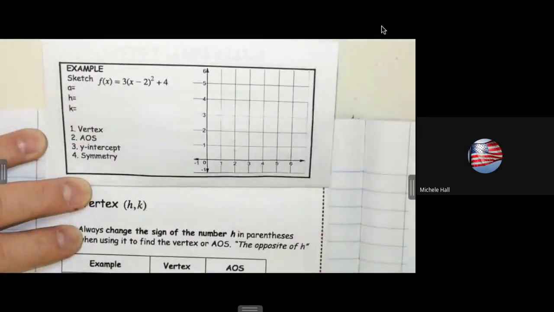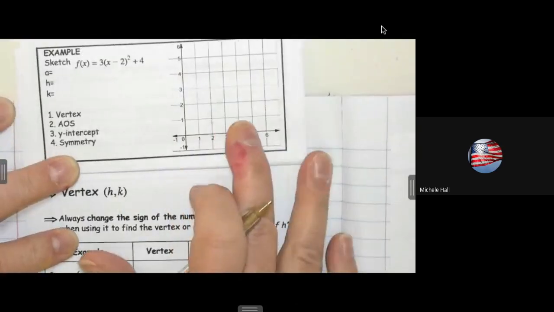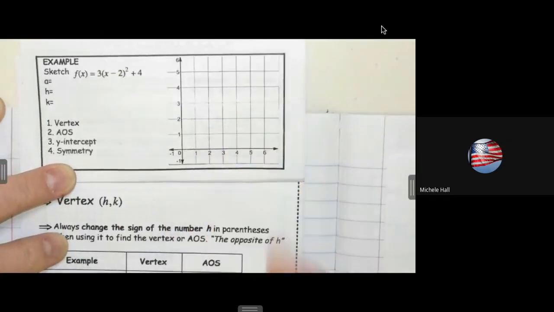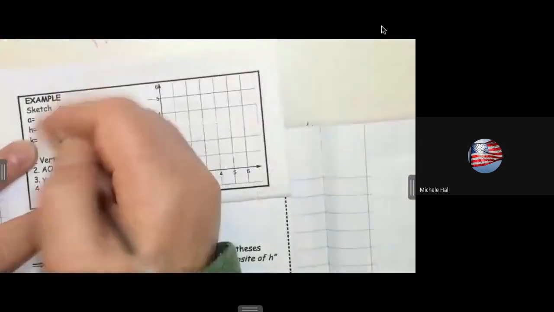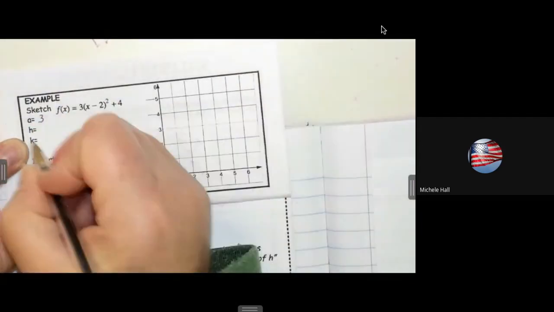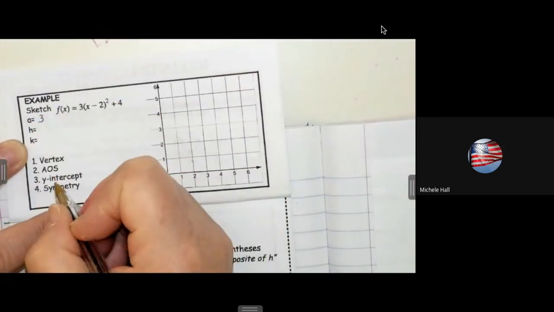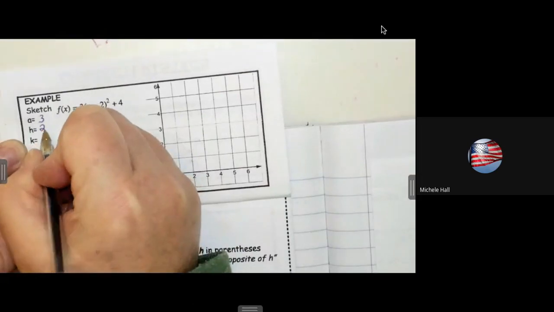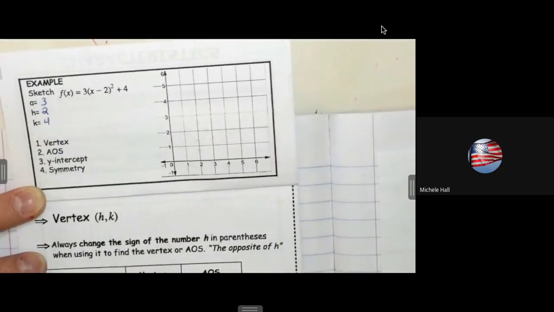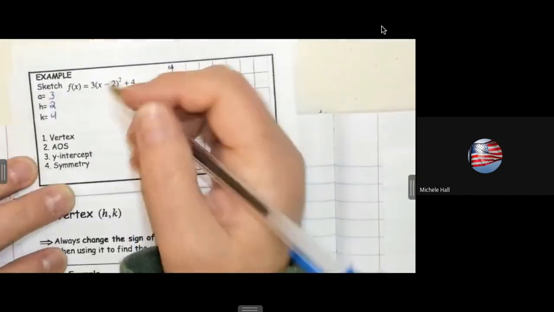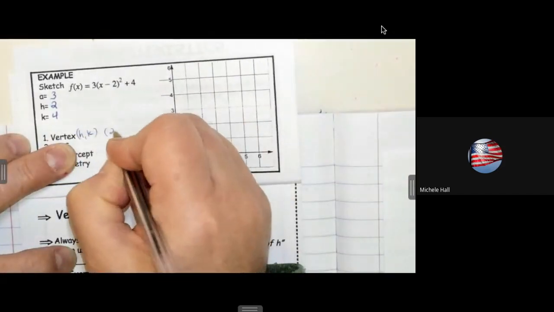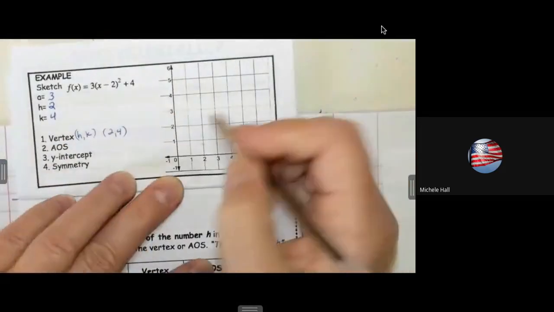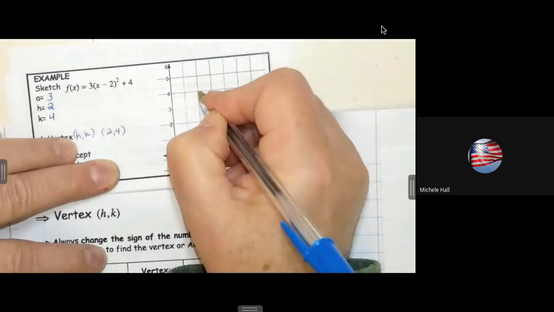All right, so now we're under vertex form, and we want to know what a, h, and k are. Here's our formula right here. a is 3. h is 2. And k is 4. What's the vertex? So we know the vertex is (h, k), and that is (2, 4). So I'm going to go to (2, 4), put a vertex.